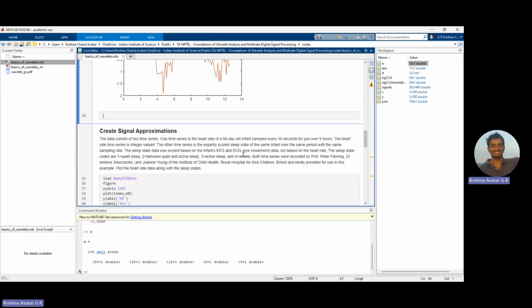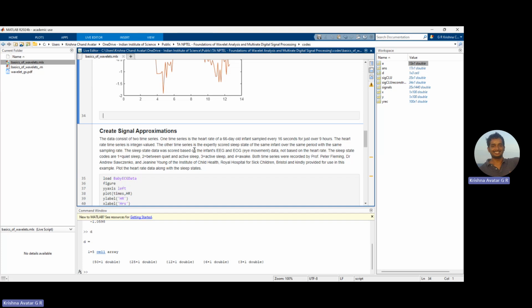For over 9 hours, and the heart rate time series is integer valued. And the other time series is the expertly scored sleep state of the same infant over the same period with the same sampling rate. And the sleep data was scored based on the infant's EEG and EOG, which is the eye movement data, and not based on the heart rate.